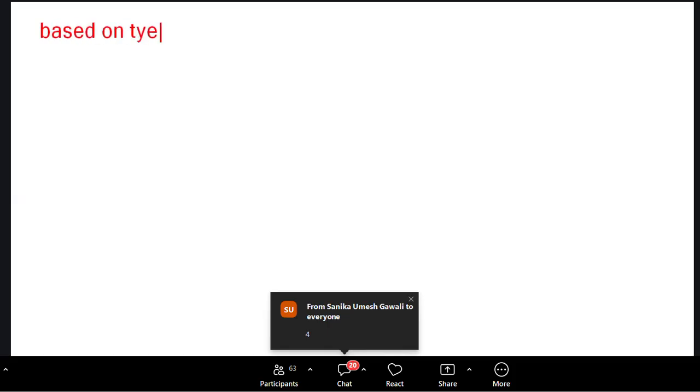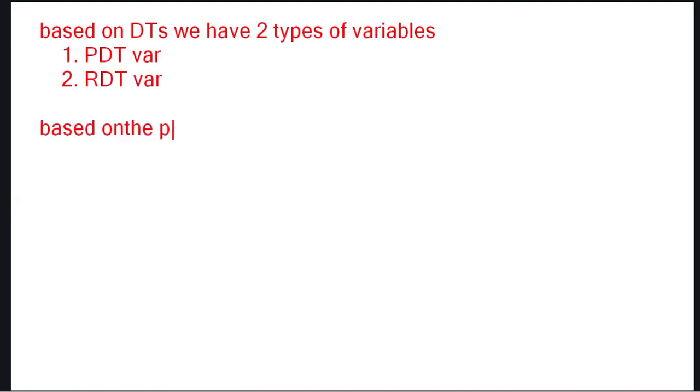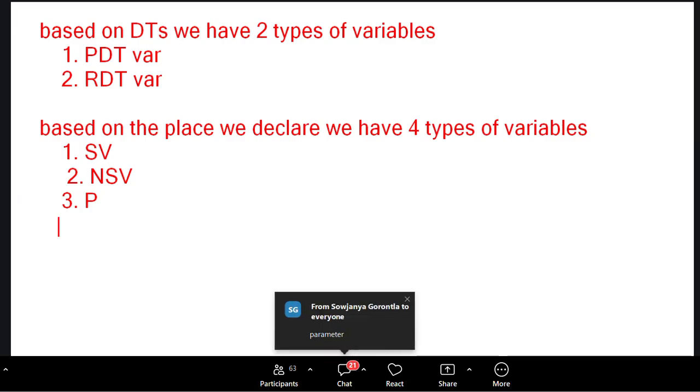Based on data types, we have two types of variables. What are the two types? Number one, primitive data type variable. Number two, reference data type variable. Next, based on the place we declare, we have four types of variables. Number one, static variable. Number two, non-static variable. Number three, parameter. And number four, local variable.